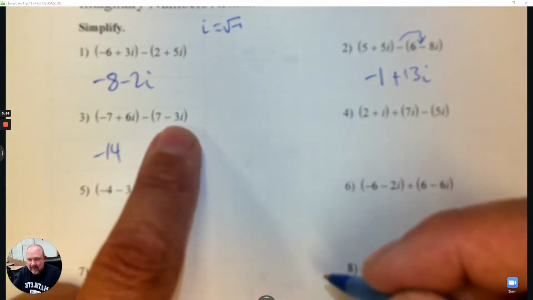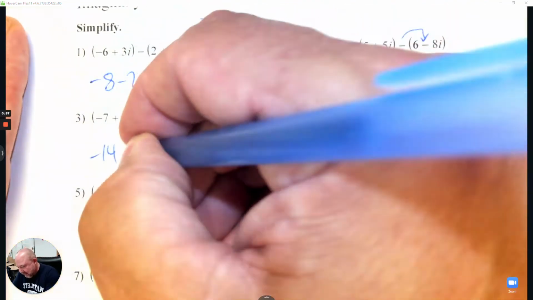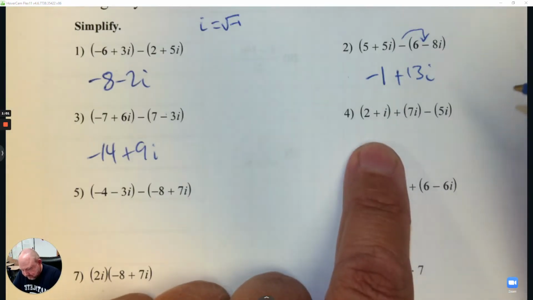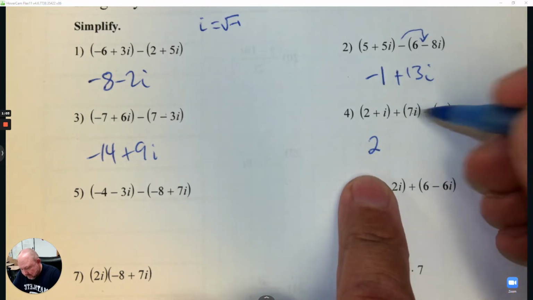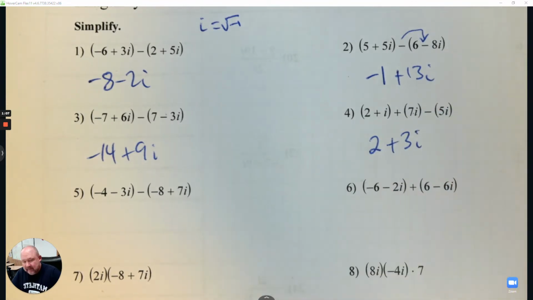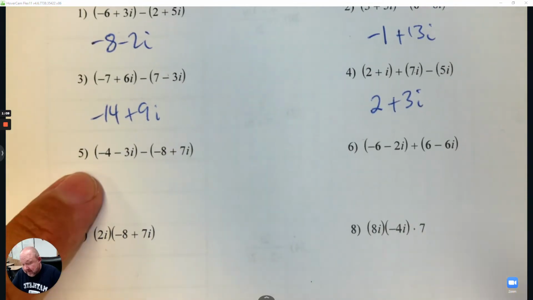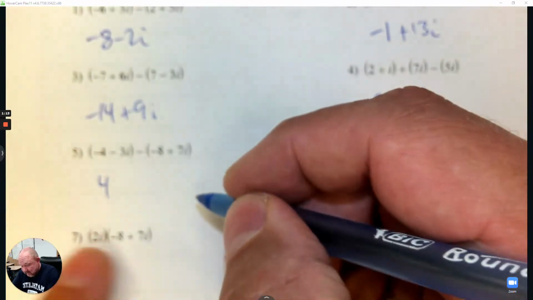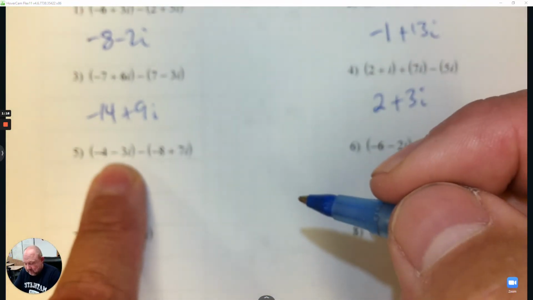Again, combine -7, subtract 7. 6, subtract a negative. So when you subtract a negative, you're adding. Here, we got 2, and that's it. And then I plus 7, that's 8. Take away 5, that's 3. Here we have -4, subtract a negative, adding. So -4 plus 8. And then -3, subtract 7. That's -10.